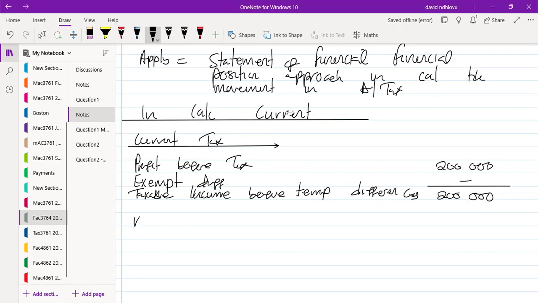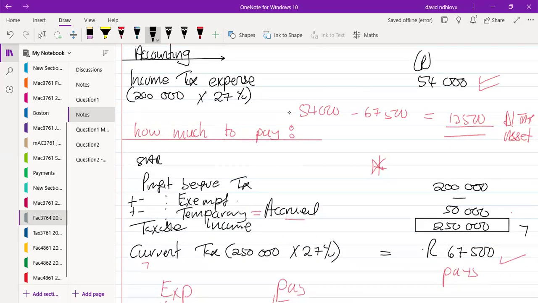Then you come here, you say movement in temporary differences. So you don't show one by one the temporary differences. Remember here, I had to show accrued expense. So it means if I had more, I would have listed them and their impact thereof. Some of them I would have deducted, some of them I would have added. However, in the exam, you are not required to show.